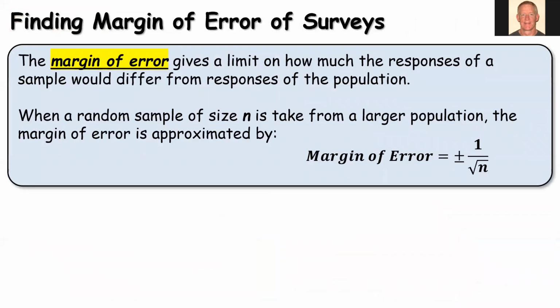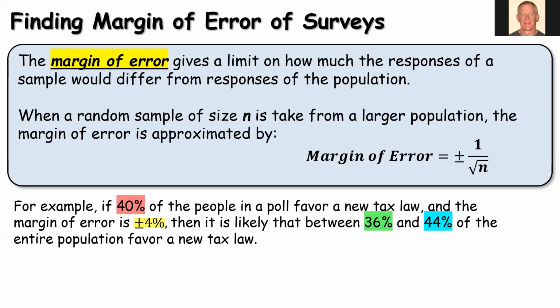All right, last topic here, finding the margin of error of surveys. A margin of error gives a limit on how much the responses of a sample would differ from responses of the population. So when a random sample of size n is taken from a larger population, the margin of error is approximated by, and we have a formula here, plus or minus 1 over the square root of n. And n is our sample size. Okay, so pretty straightforward. So what are we really talking about when we say margin of error?